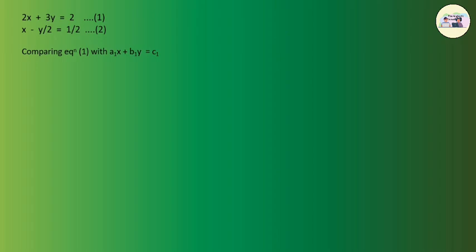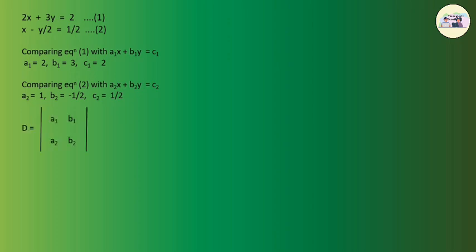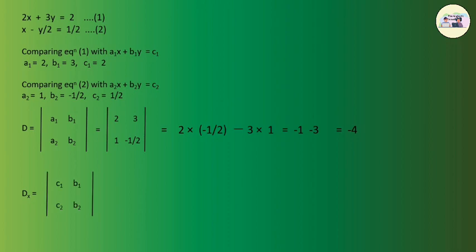Comparing equation 1 with a1x plus b1y equals c1, we get a1 as 2, b1 as 3 and c1 as 2. Comparing equation 2 with a2x plus b2y equals c2, we get a2 as 1, b2 as minus 1 by 2, c2 as 1 by 2. After applying the formula, D equals the determinant a1 b1 a2 b2, and further solving it, we get the answer as minus 4. Now Dx equals c1 b1 c2 b2.